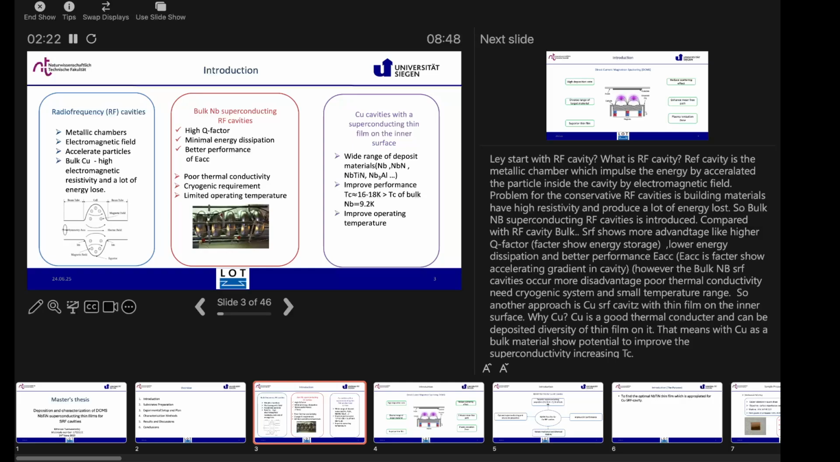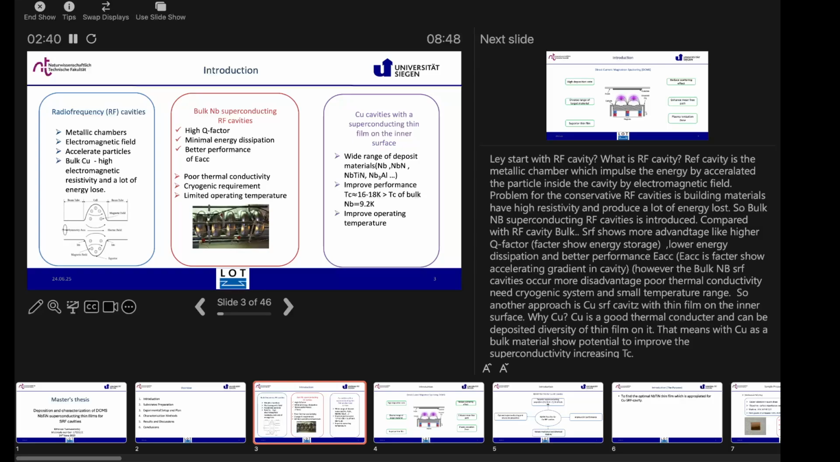However, the bulk niobium SRF cavity also shows limitations. One is poor thermal conductivity, secondly is the need for a cryogenics process, and the third one is limited operating temperature at 2 Kelvin. So we're coming into our work.